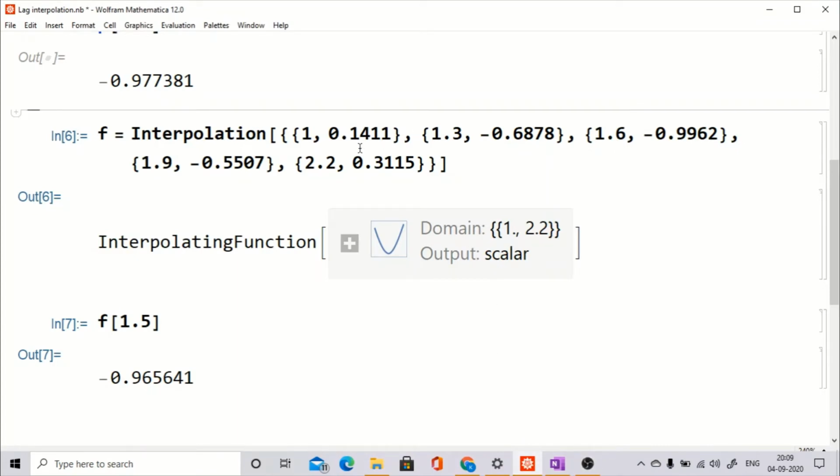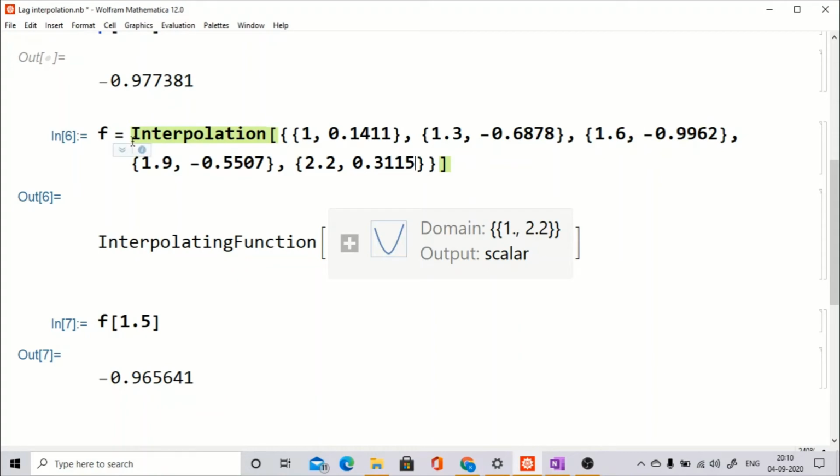There is also an inbuilt function for interpolation, and the inbuilt function is known as Interpolation itself. In the square bracket, the first thing you have to do is open a curly bracket. In that curly bracket, you write first x and then the corresponding f of x, then x again and the corresponding f of x, or y of x, whatever you call it, and then you write this complete thing. You can define it as something like f.